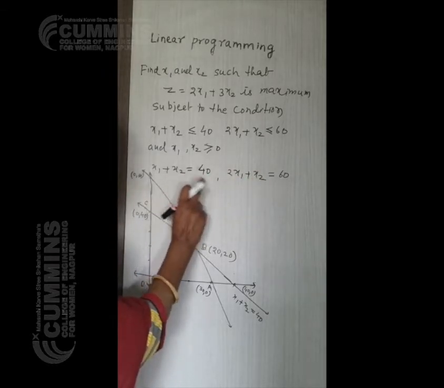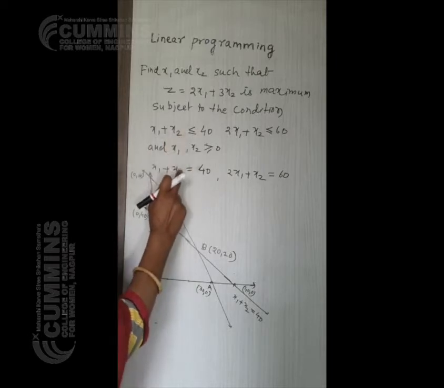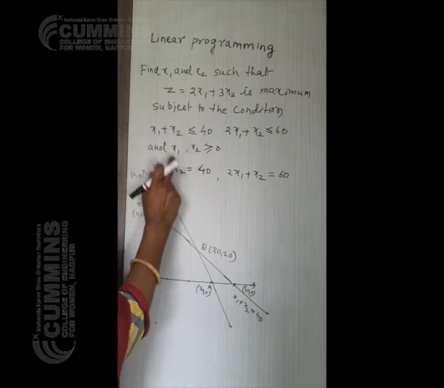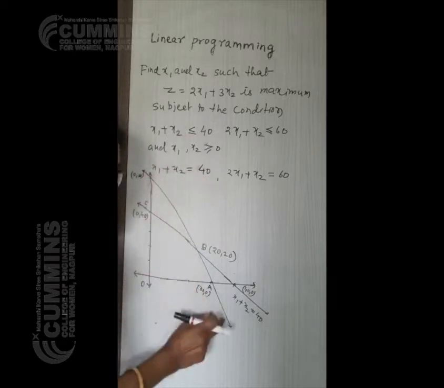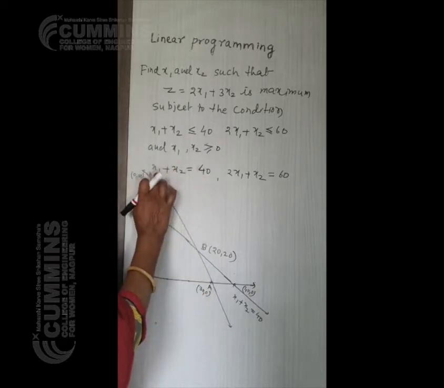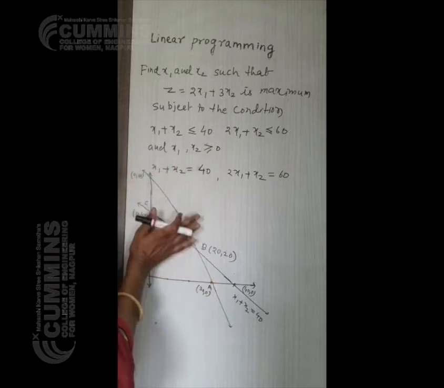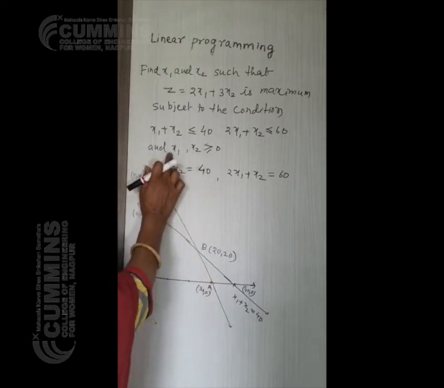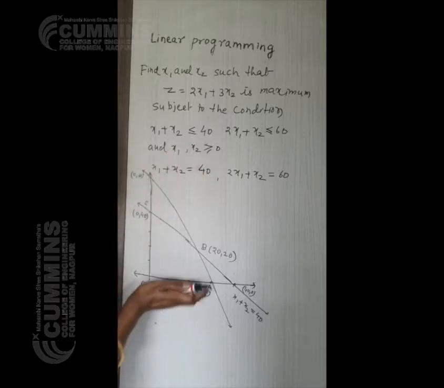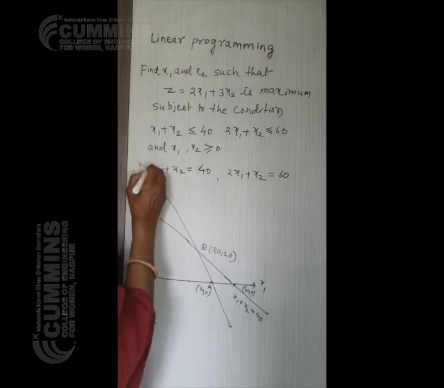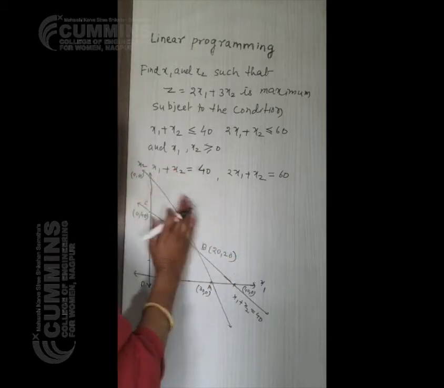Corresponding to each constraint, we have to form the linear equation, and corresponding to this linear equation, we have to draw the line of x1 plus x2 equal to 40. Consider the xy plane. x1 is greater than 0 means this portion, and x2 is greater than 0 means this portion.